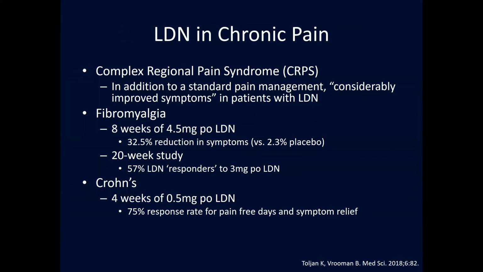A couple of studies that demonstrated the effects were published in 2018. In fibromyalgia in particular, 8 weeks of 4.5 milligrams of oral low-dose naltrexone demonstrated about a 30% reduction in symptoms versus only 2% reduction in placebo. A longer-term study up to 20 weeks demonstrated that over half of the low-dose naltrexone group were responders on just 3 milligrams of oral low-dose naltrexone. Similar effects, but even greater response rate, were seen in Crohn's disease with only 4 weeks of 0.5 milligram of oral low-dose naltrexone.